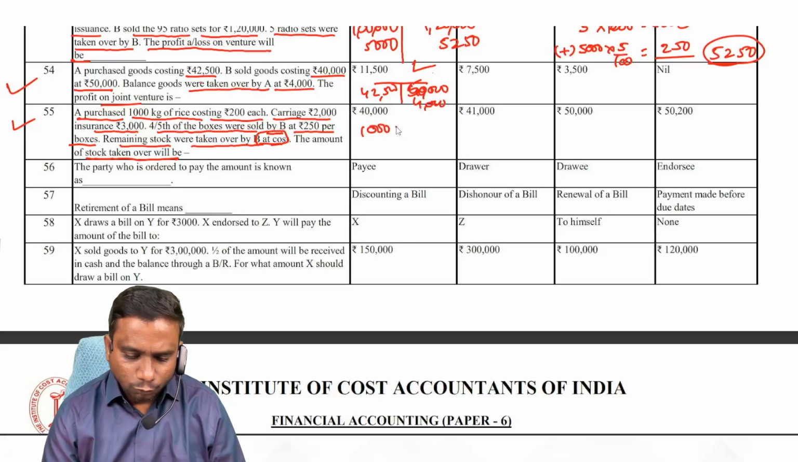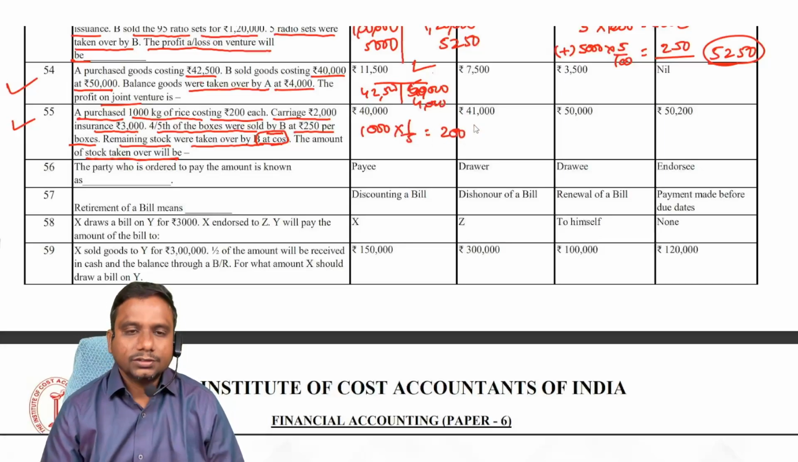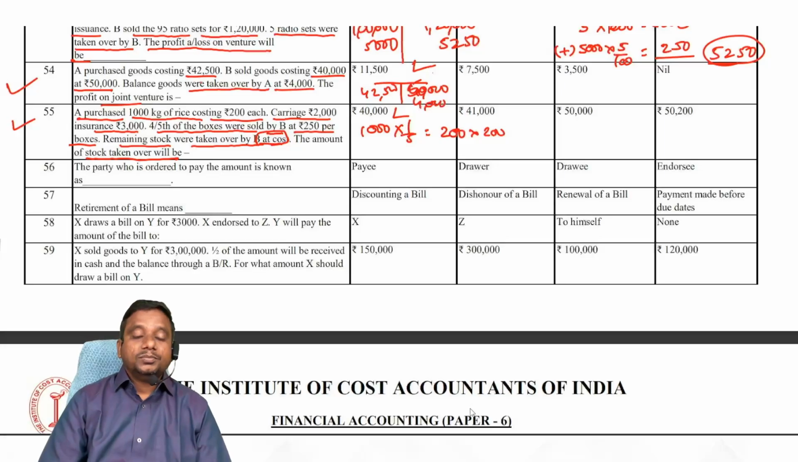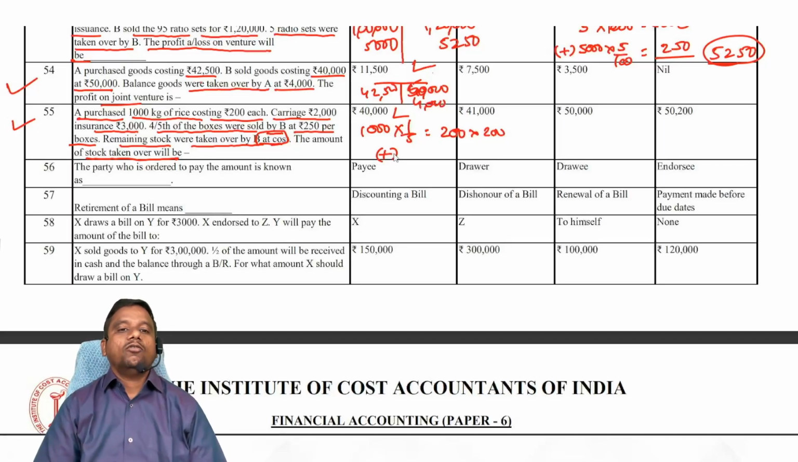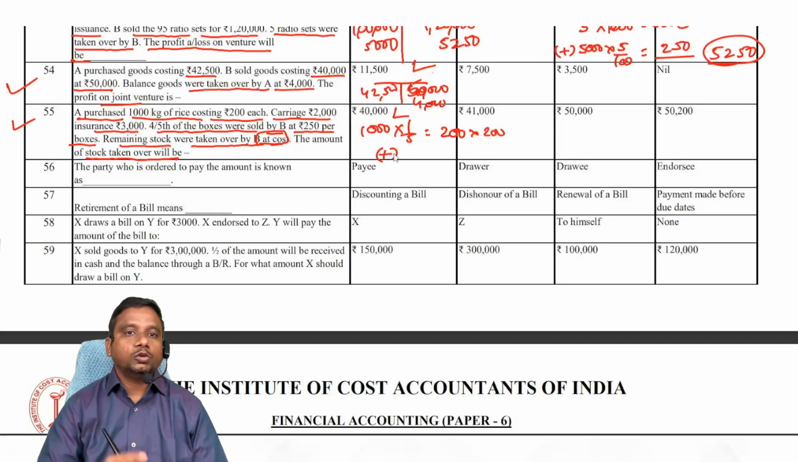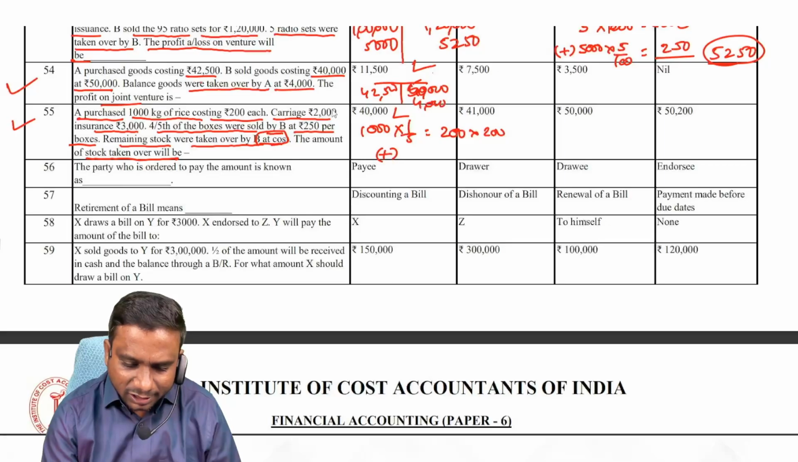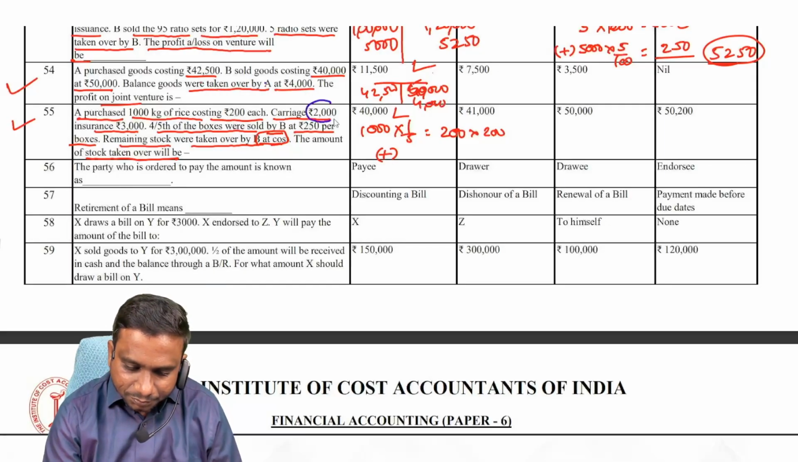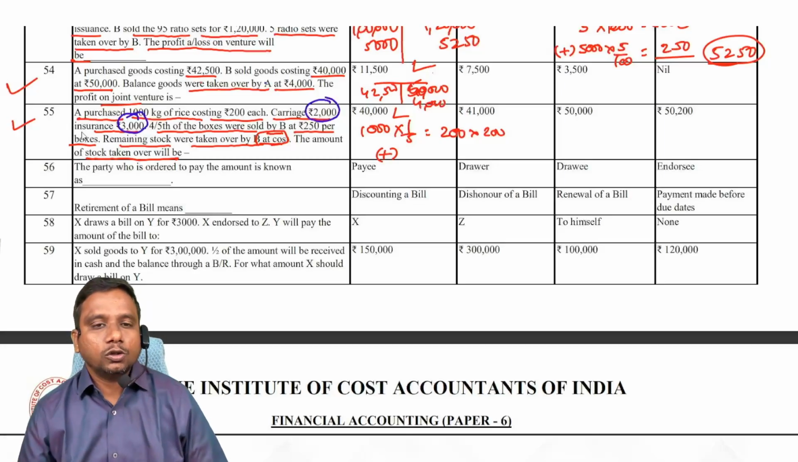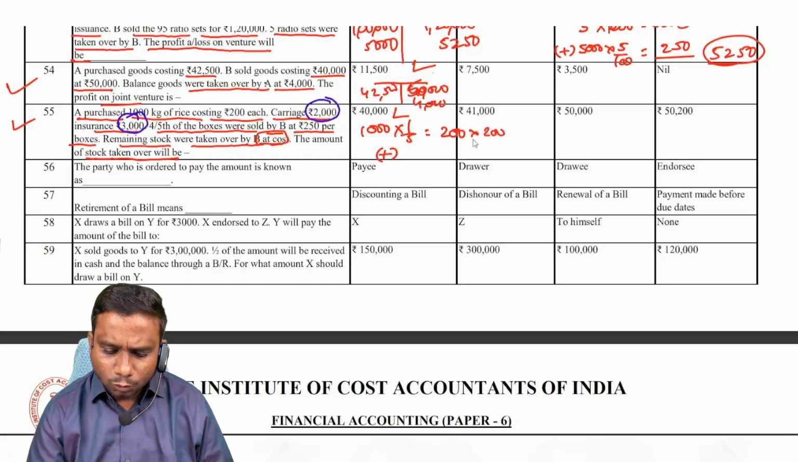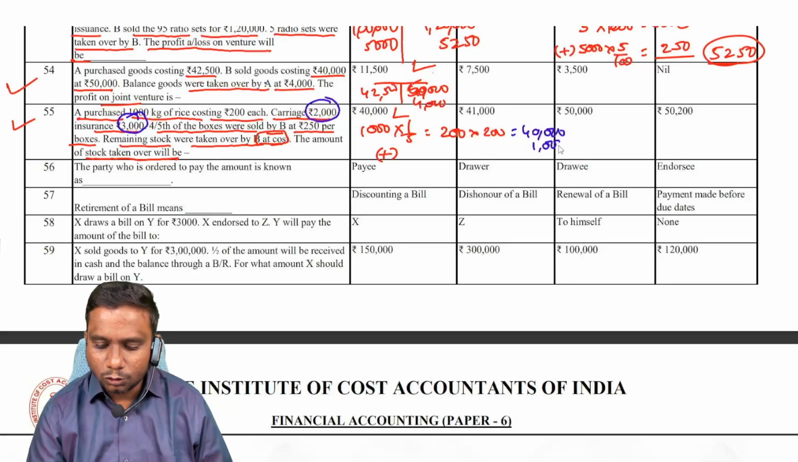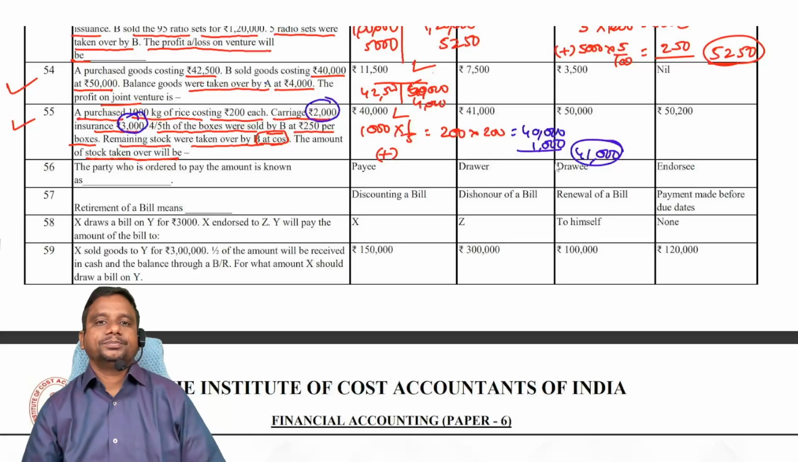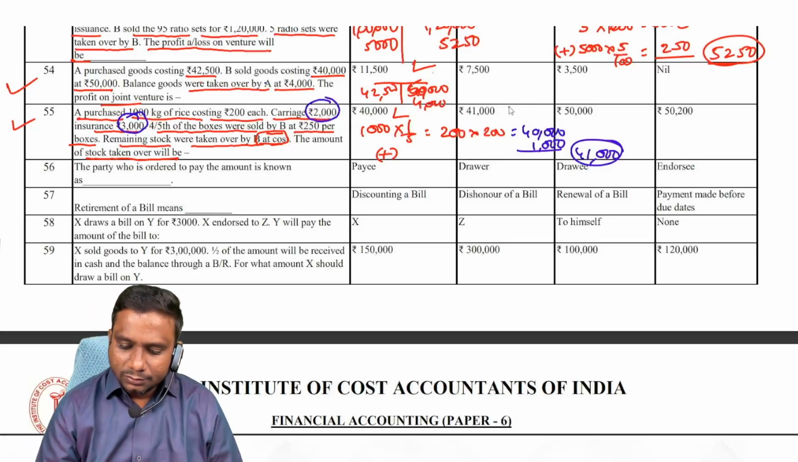Out of 1,000 kgs, 4/5 sold, so 1/5 unsold. 1/5 means 200 kgs. Each is 200 rupees, so cost 40,000. But this is cost. What about amount spent on sending the goods? This also should be cost, meaning amount paid for purchase plus additional expenses incurred. Observe carefully, how much total additional expenses incurred? 2,000 and 3,000, total 5,000 rupees. 5,000 into 1/5 is 1,000. So it is 40,000 plus 1,000. Total 41,000 worth of goods taken. So option B is correct.